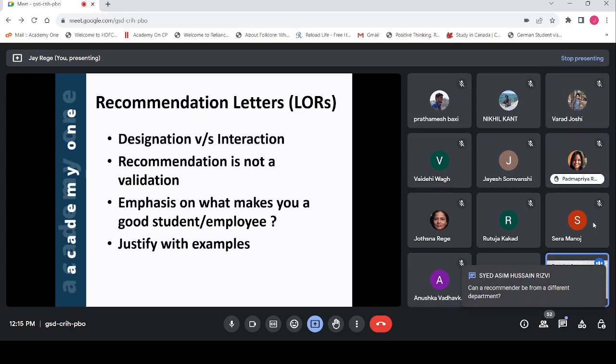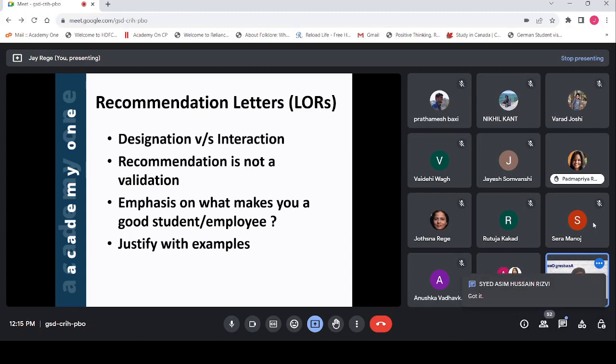Sayed, can a recommender be from a different department? Yes, they can be from a different department, but they should have taught you. It's not that just because they know you on a personal level, you can't get a recommendation. But if you have taken some courses under the professor, they have taught you some subjects, or you have done some project under them, some academic project, non-academic project, technical projects, you can definitely get a recommendation from them.